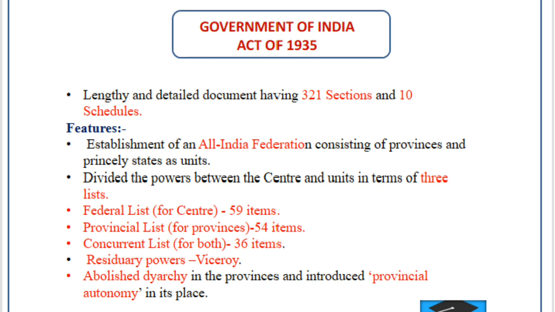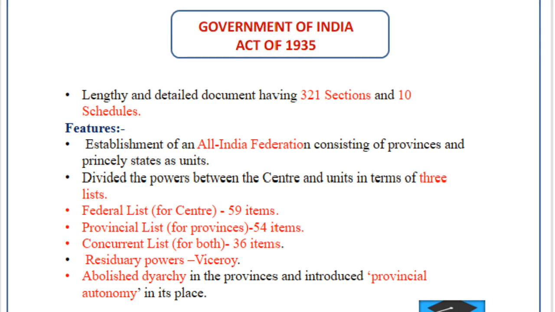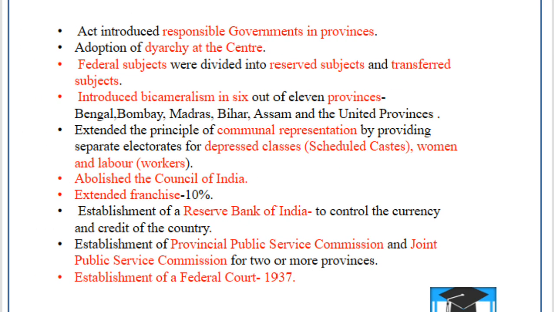This act abolished the diarchy in the provinces and introduced provincial autonomy in its place. On the basis of this provincial autonomy, the provinces were allowed to act as autonomous units of administration in their defined spheres. Moreover, the act introduced responsible governments in provinces. That is, the governor was required to act with the advice of ministers responsible to the provincial legislature. This came into effect in 1937 and was discontinued in 1939.